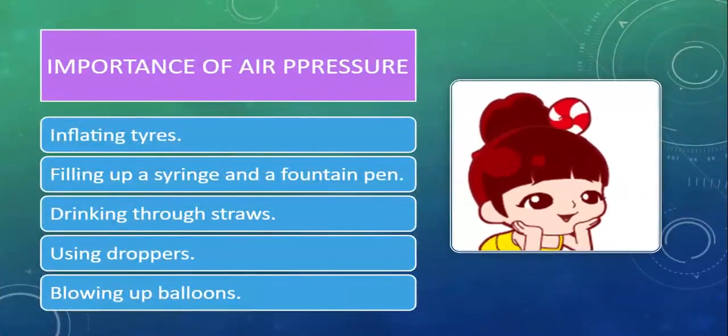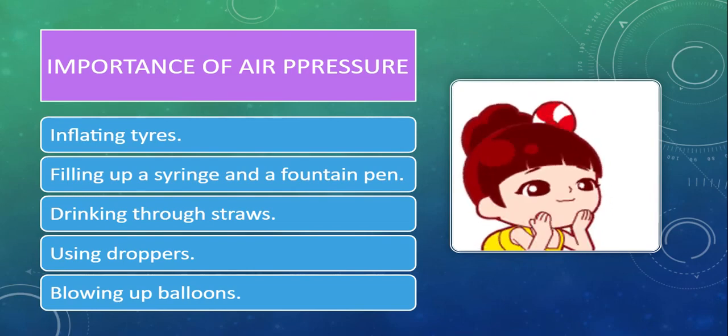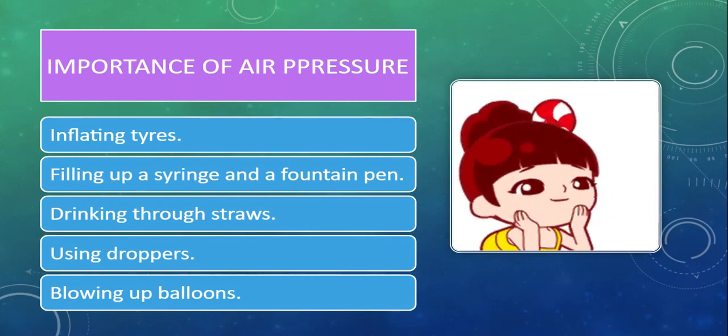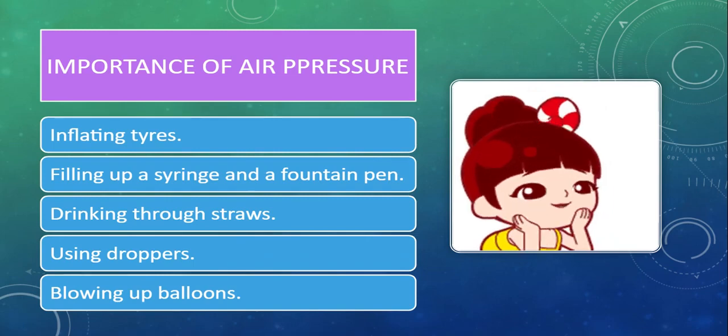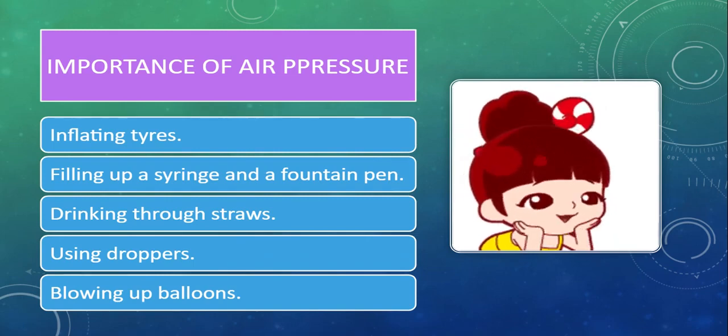Dear children, now we will be discussing about the importance of air pressure. Air pressure helps in inflating the tires. It also helps in filling up a syringe and a fountain pen. Even the droppers which we use also work on the property of air pressure. And even to drink with straw and blow up a balloon, air pressure is required.